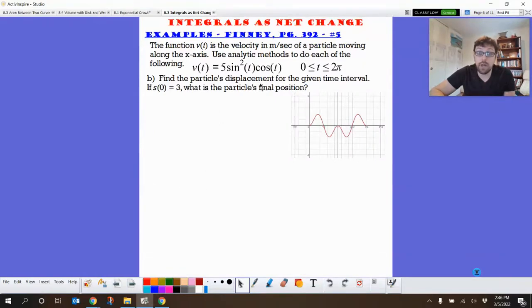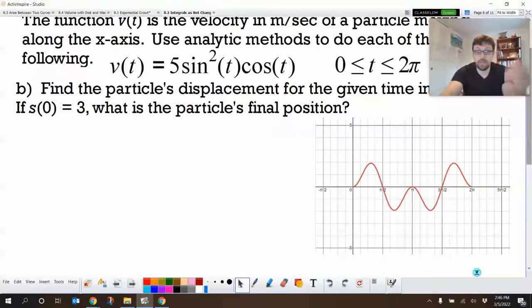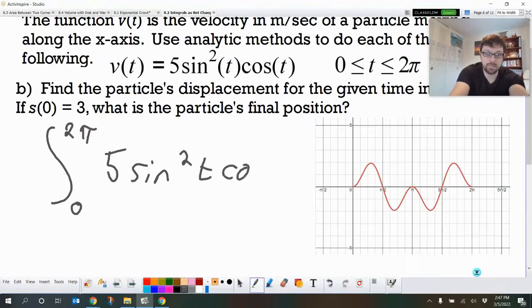This one is looking for the particle's displacement. So that's telling us we want to know where it is ending at. So we don't care that it's wobbling up and down. We just want to do a regular integration of this thing. So let's do that. We want the integral from 0 to 2 pi of 5 sine squared t cosine t. I don't care that it's going up and down. I don't need to add an absolute value because it's looking for displacement.